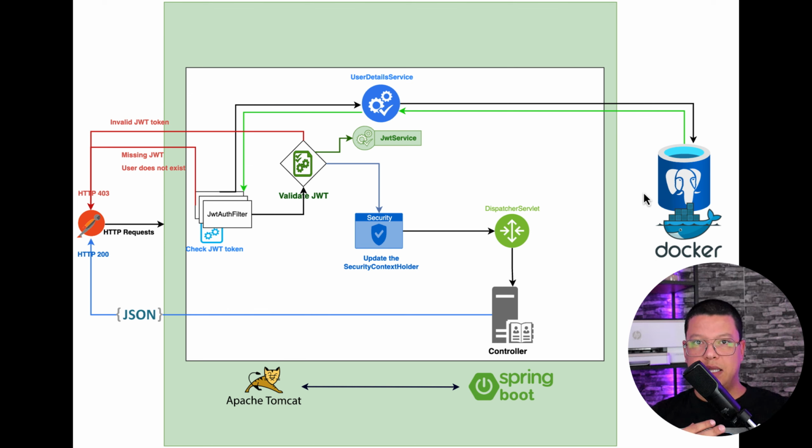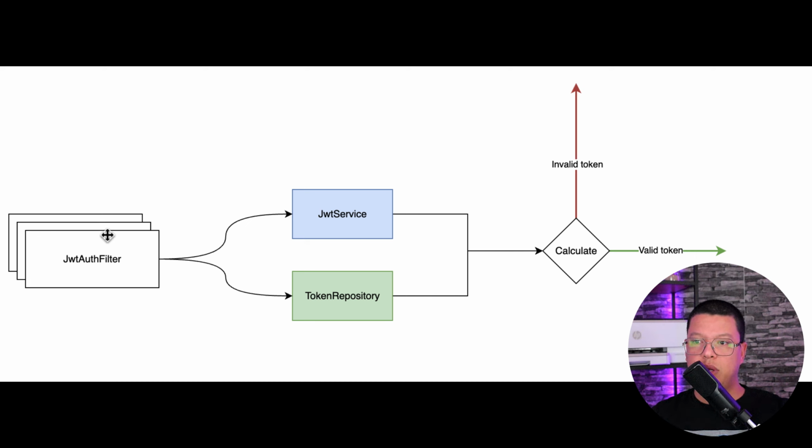And the second check, we need to go and fetch the JWT token and make sure that that one, first of all, exists. And the second thing, this token needs to be valid and not revoked and not expired. So here we have our authentication filter, which is the entry point or the first filter that we will be executing.